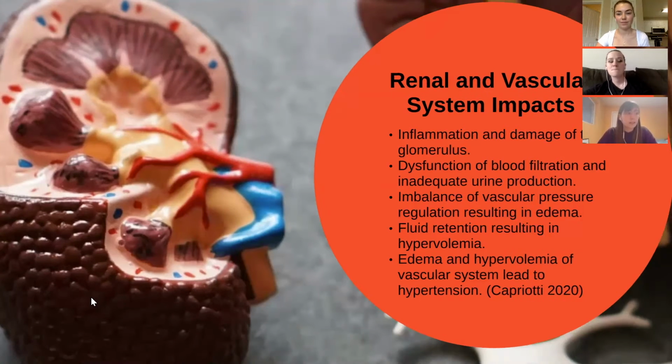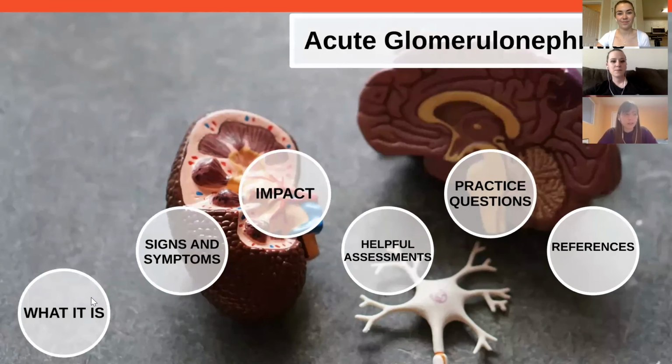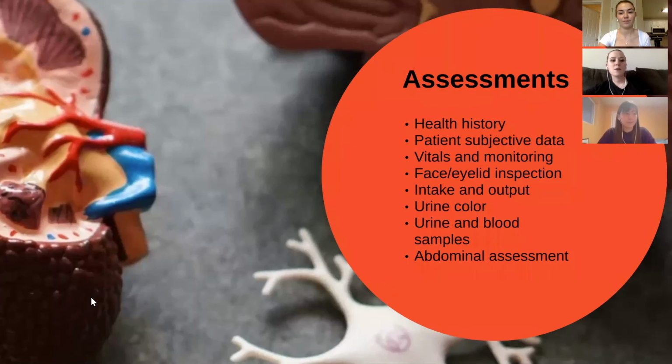Okay, so now that we know more about how AGN affects the body, what would you say that nurses should look for when doing an assessment? Nurses should focus generally on getting a health history, patient subjective data, vitals, and then monitoring those vitals. They should also look at the face and eyelids, and monitor intake and output and the urine color. A full abdominal assessment is important, and then urine and blood samples if they are ordered.